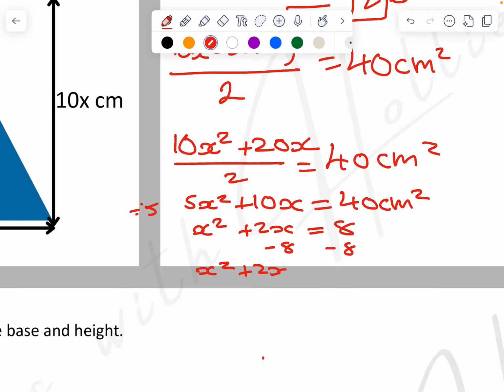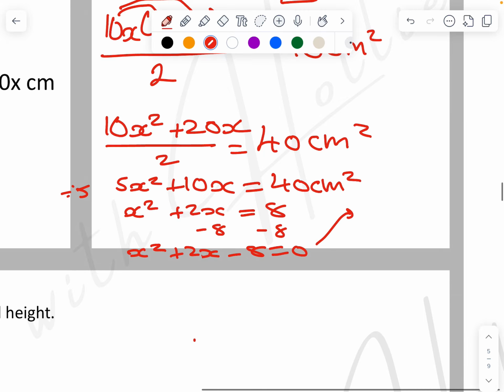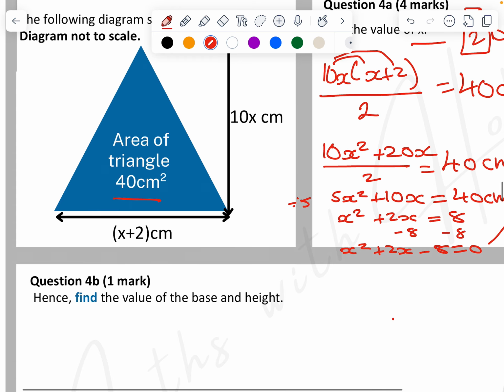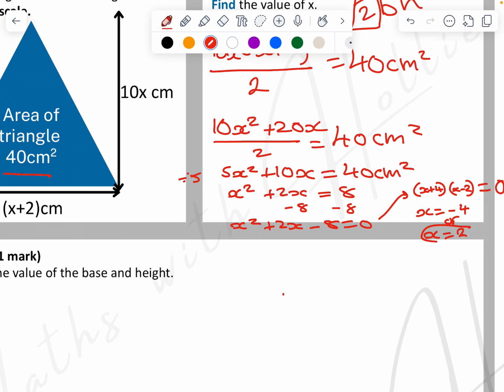And then you can use the quadratic formula, or in this question, we can actually factorise. So two numbers that times to give me negative 8, but add to give me 2. It's plus 4 and minus 2. So if I'm solving, that means x is negative 4 or x is 2. Because we're talking about the length, the negative 4 is not going to work. So my answer here is x equals 2.